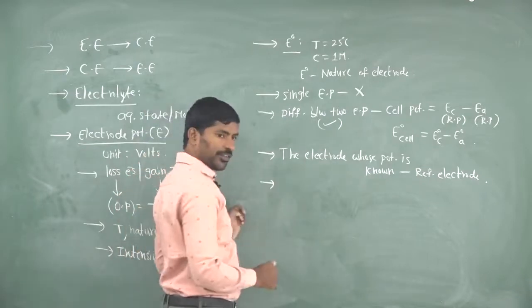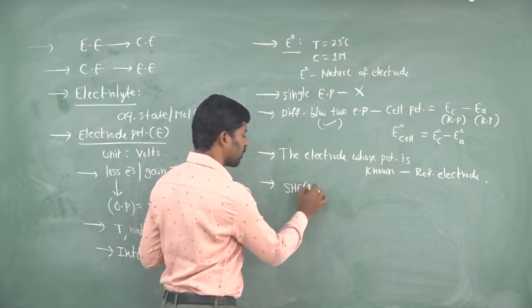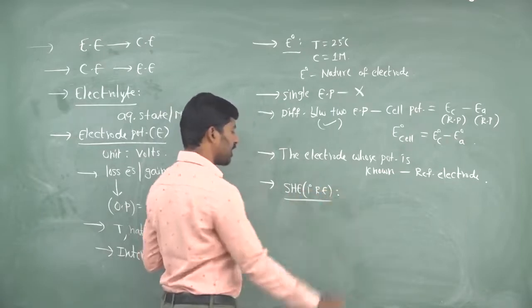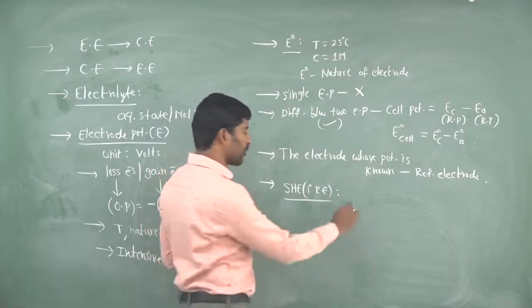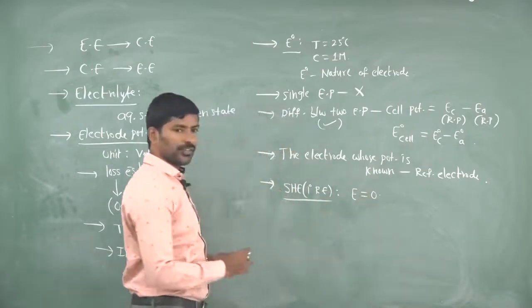We have two reference electrodes. One is the standard hydrogen electrode, which is also called the primary reference electrode. What about its electrode potential? Its electrode potential is 0.